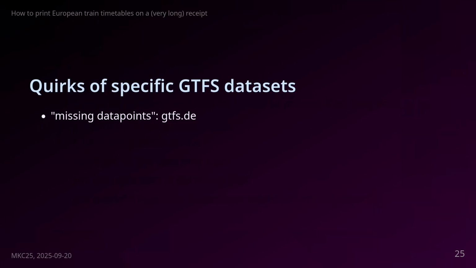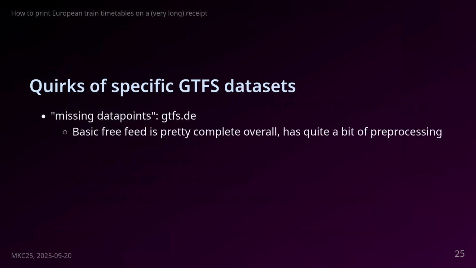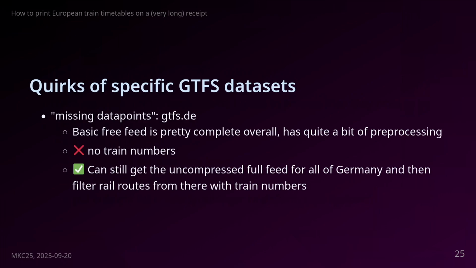The feed from GTFS.de is an example of data points that are missing. For instance, they don't have train numbers, but their basic feed is pretty complete overall, though it does have a lot of pre-processing, which is understandable because it has to fit in a pretty small file. While that's understandable, we can actually fix the lack of train numbers by getting the original source feed from Delphi, which is where they get it from, and filter it ourselves. So that's doable, no biggie.